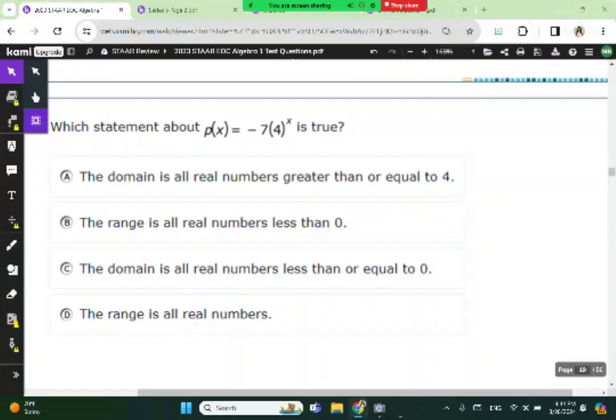Okay, so as promised, I'm going to cover the problems that were missed during enrichment. Starting with number 18, it says which statement about p of x is equal to -7 times 4 to the power of x is true? This is a domain and range question, so you can actually use a calculator to help you out.